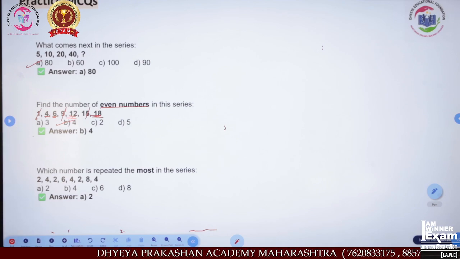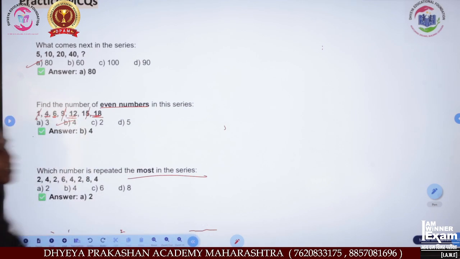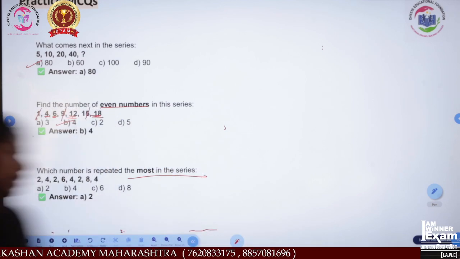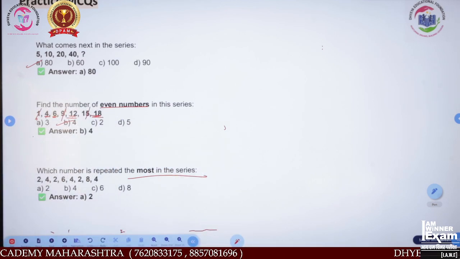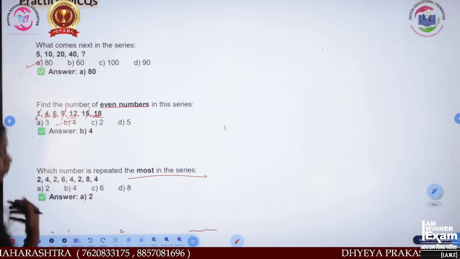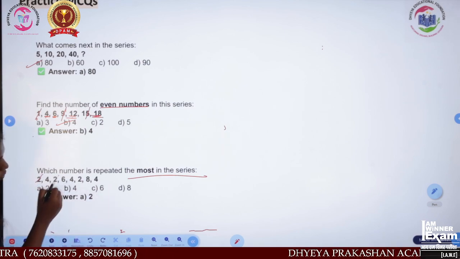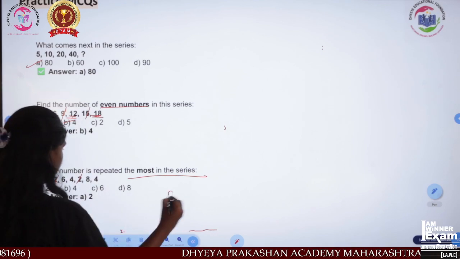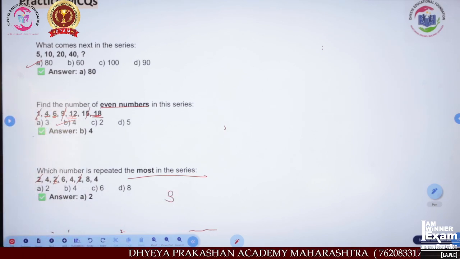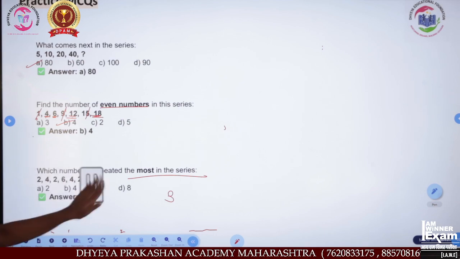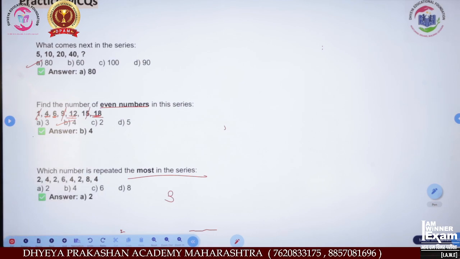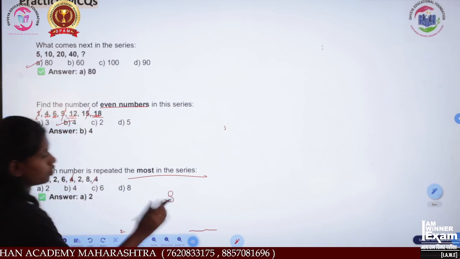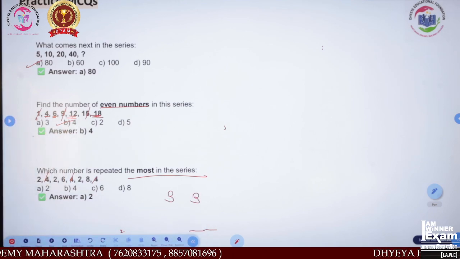Next, which number is repeated the most in the series? It means which number comes the most in the series. Let's check 2. How many times does 2 come? 1, 2, 3. Now 2 comes 3 times. Then let's check the next number, that is 4. 1, 2, 3. Now 4 is also 3 times.